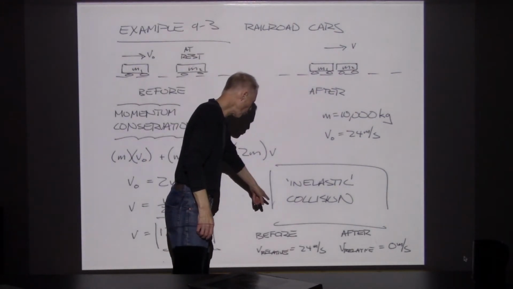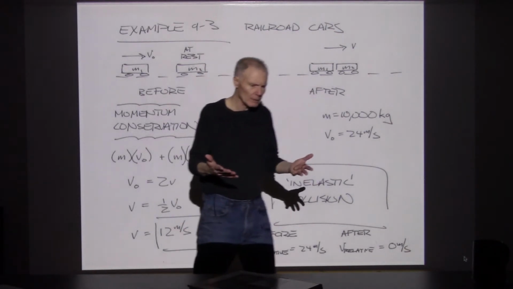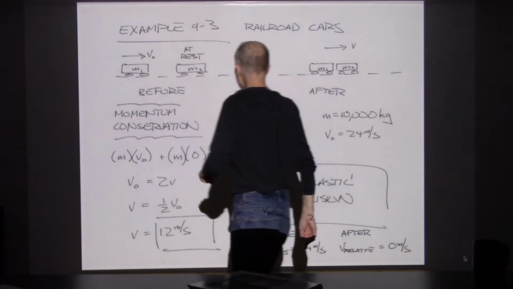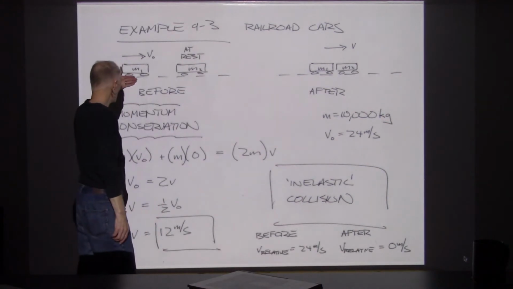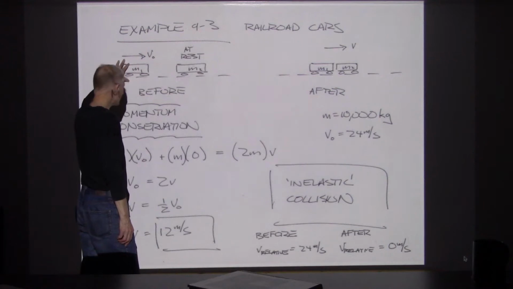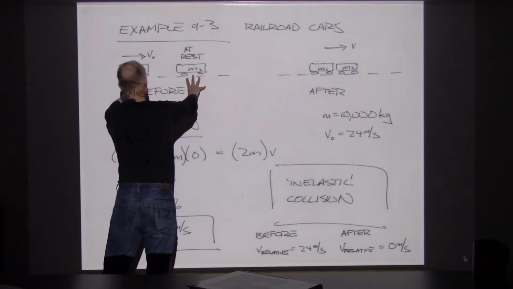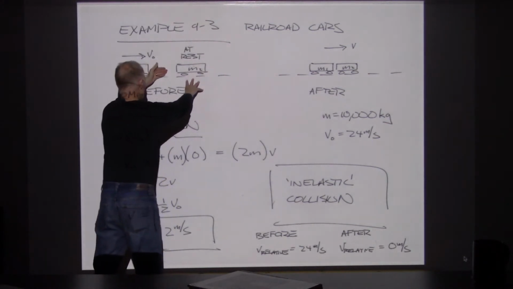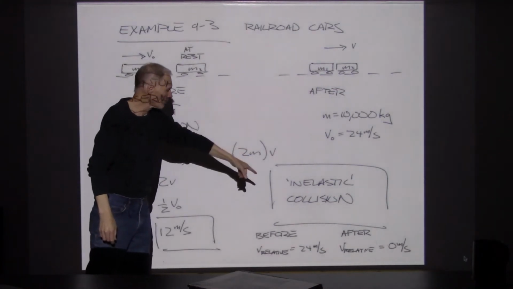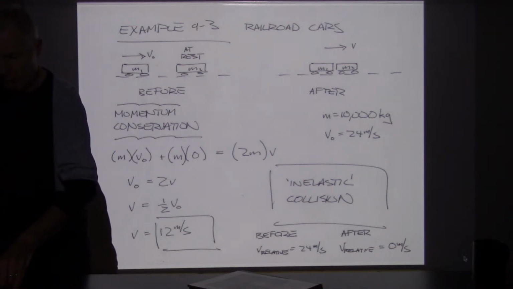So before, let's take a look at this. The relative velocity before: at what speed did the two objects approach each other before the collision? Before the collision, the speed of approach was 24 meters per second. If I'm this object, I see that I'm coming up on this other one at 24 meters per second. If I'm this object, I look over and this one's coming in at 24 meters per second. That's a relative velocity. After the collision, the relative velocity is 0. That makes it totally inelastic.